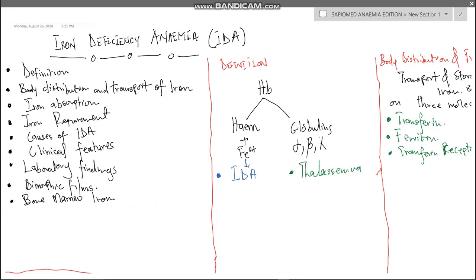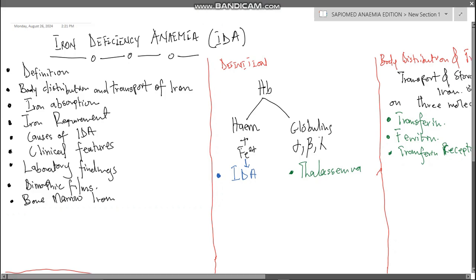So we are going to talk about the definition of anemia. We are going to talk about the body distribution and transport of iron. We're going to talk about iron absorption. We are going to talk about iron requirement, the causes of iron deficiency anemia, some clinical features we might find in iron deficiency anemia, then some laboratory findings. Then we'll talk about dimorphic films, then bone marrow iron.